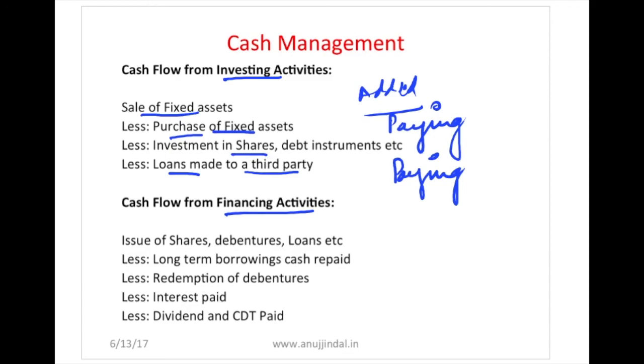The elements here are issue of shares, debentures, loans, etc. And you reduce long-term borrowings cash repaid, whatever repayments are made in terms of long-term borrowings. Redemption of debentures, you're again paying back debenture holders. Next, interest paid and dividend and corporate dividend tax paid. So these are all payments in terms of financing activities.